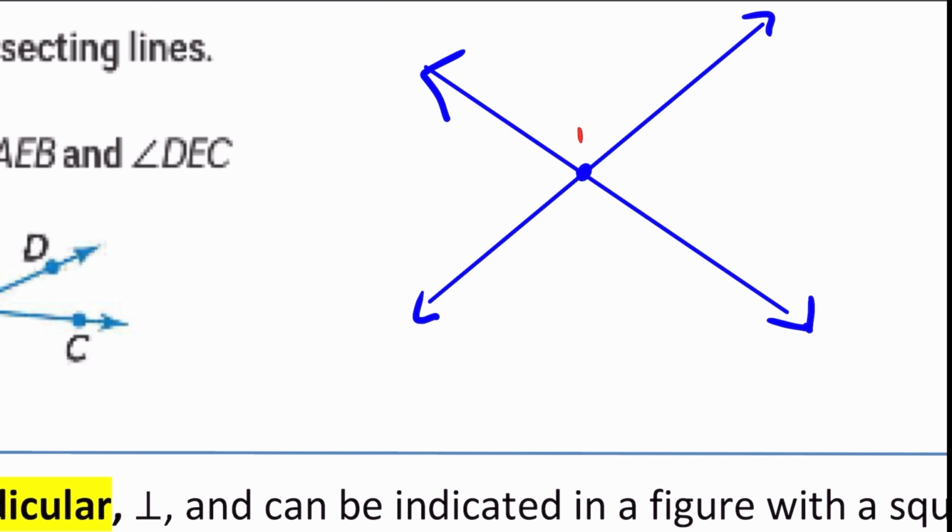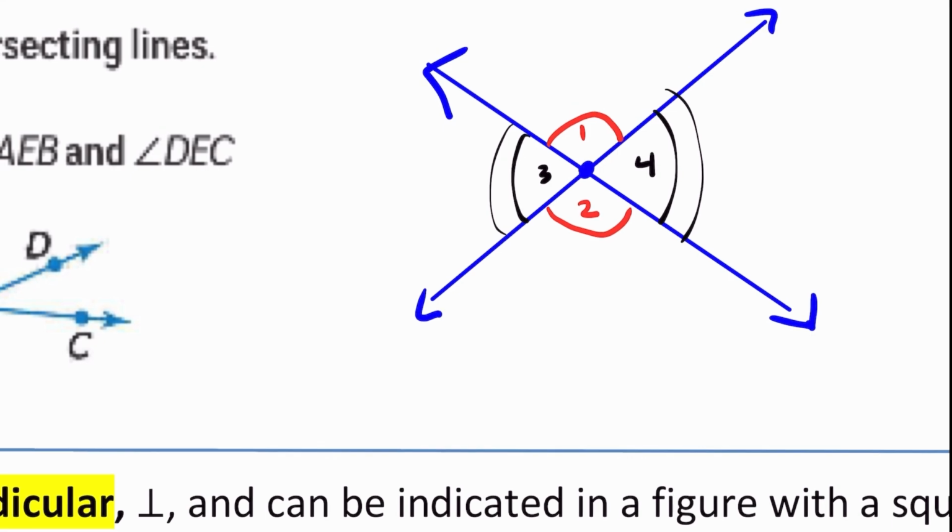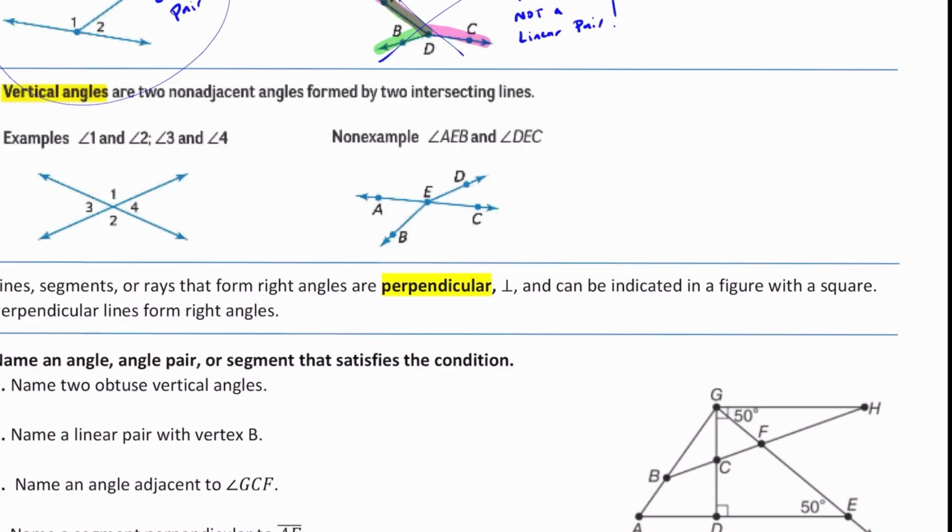So here's angle 1, here's angle 2. Angle 1 and angle 2 are across from each other, so therefore they're congruent. And here's angle 3 and angle 4. They are across from each other, so therefore we can say that those two angles are congruent. Now, vertical angles are two non-adjacent angles formed by two intersecting lines. With vertical angles, they are always congruent.